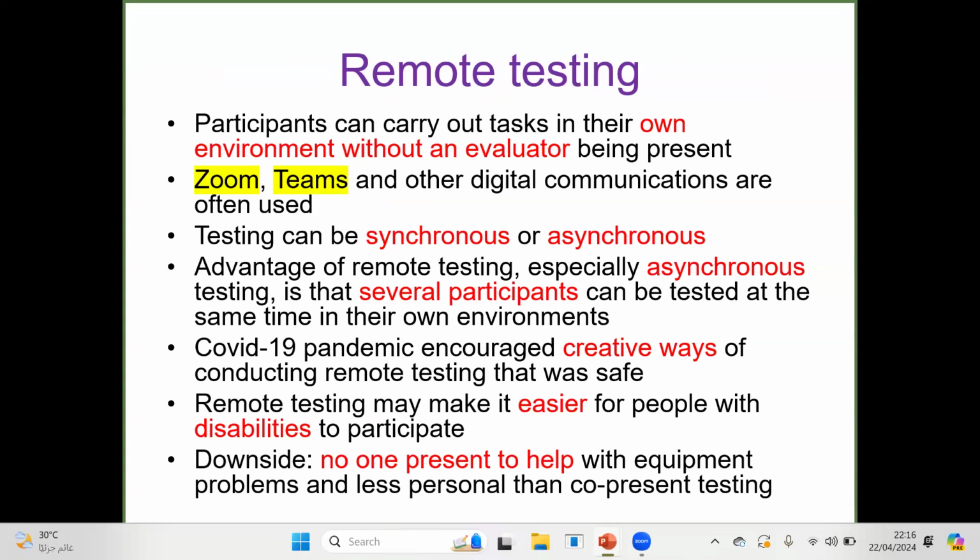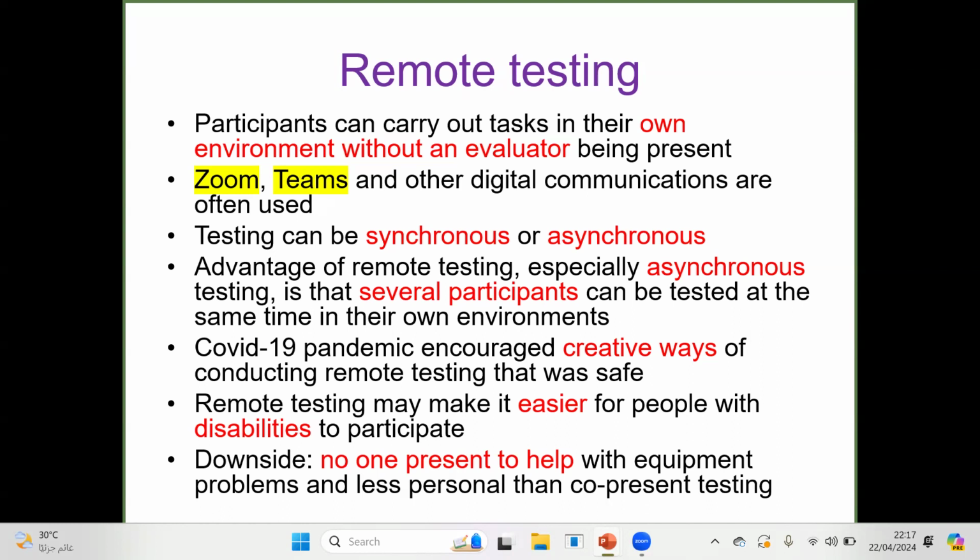Now, let us understand how remote testing works. Participants can carry out tasks in their own environment without an evaluator. It means, for example, you would be given a digital product or an app to test on your own in your home or in your workplace. At that time, you become a participant, and the evaluator is the person who wants this product to be tested. So there is no need for the tester to be present.